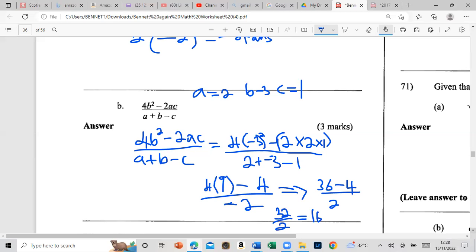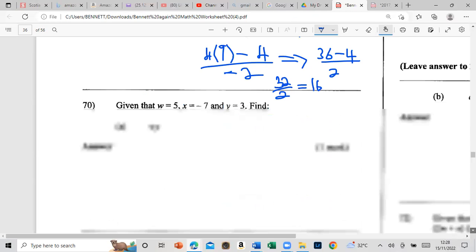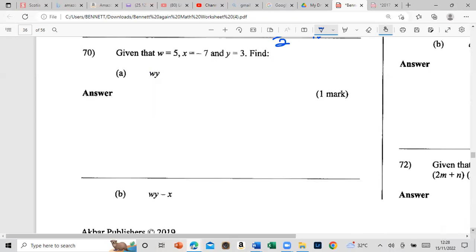So let's go down further. 70. It says, given that w equal 5, x equal negative 7, y equal 3, find wx. So this one is pretty straightforward. It's just w multiplied by x. So we just substitute the value, and as you can see, guys, it's only 1 mark. So it's not very hard. And we know when in a group like this, like wx, it means w multiplied by x.